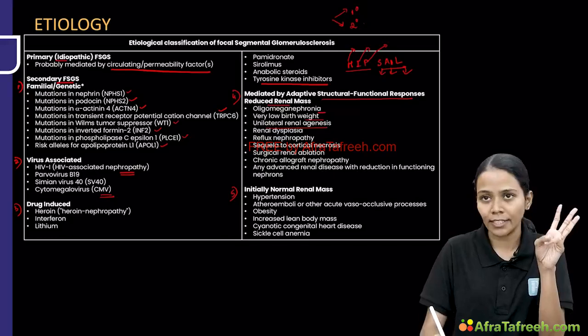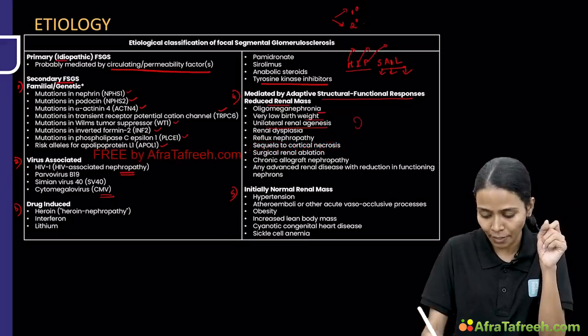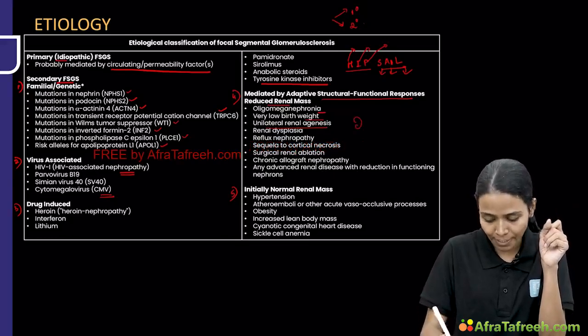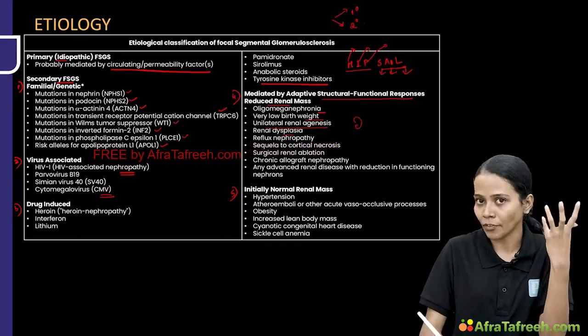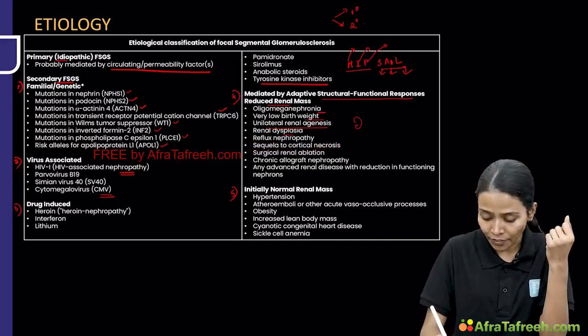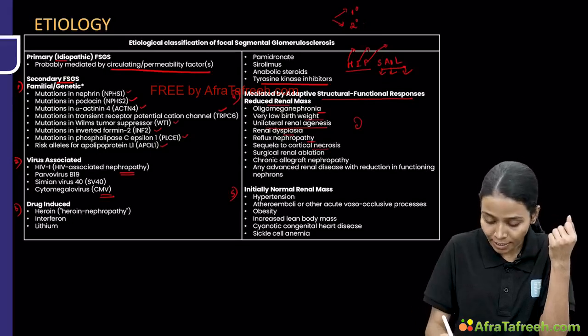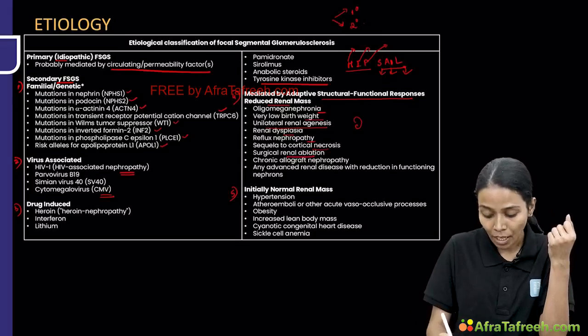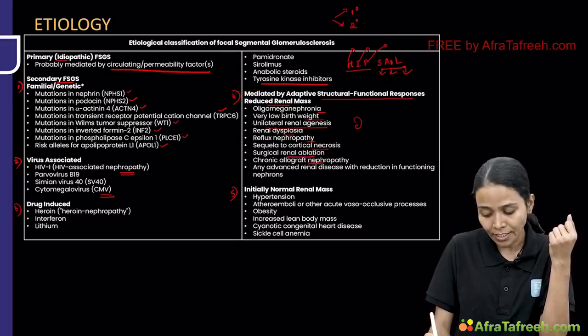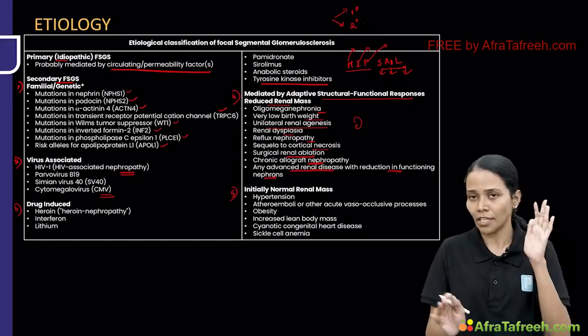Third is unilateral renal agenesis, that is only one kidney is available. Or renal dysplasia, again when only some part of the kidney is available. Or reflux nephropathy. Or there is cortical necrosis, surgical renal ablation, chronic allograft nephropathy, and any advanced renal disease with reduction in functioning nephrons. So any advanced disease because of any cause.